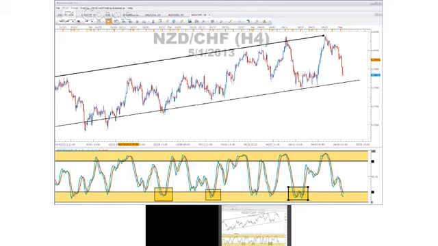So if price is above the 200 period moving average, then naturally we want to be looking for buy signals because we're in an uptrend. The best time to get into the trade is a dip in the uptrend. So we look for an oversold reading coming back above the 30 level.